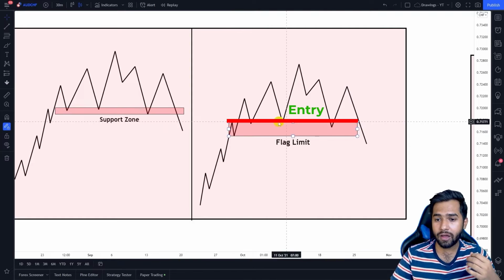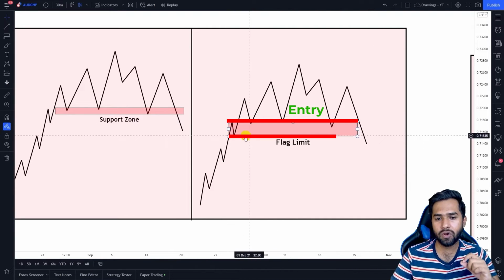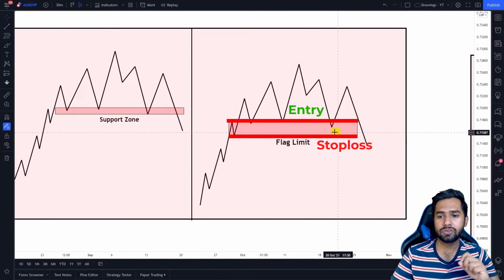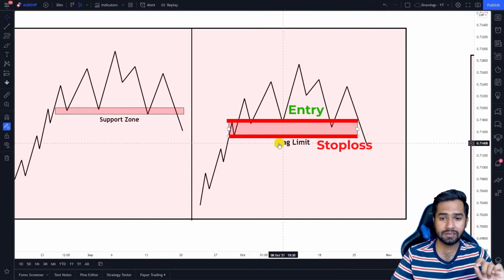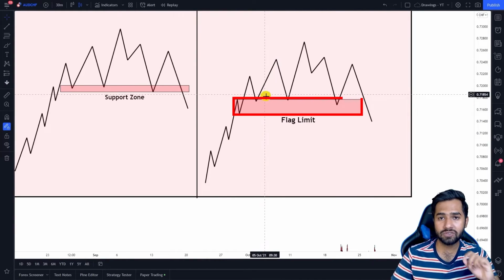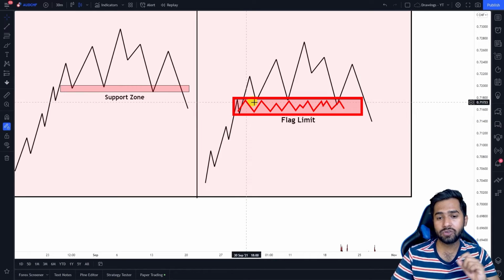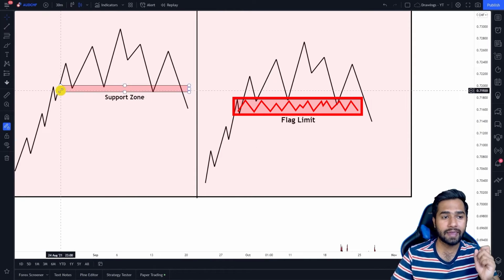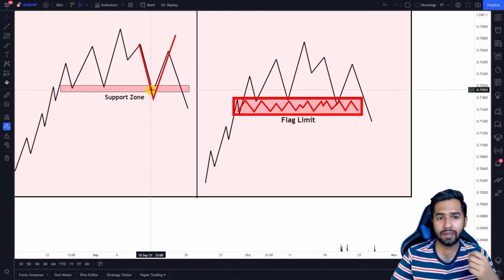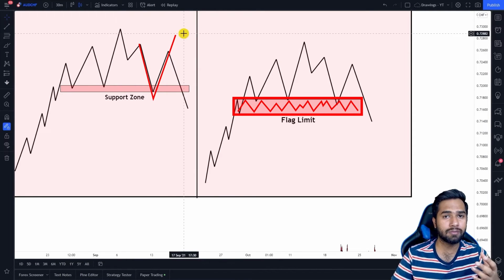So the high of this flag limit zone will act as our entry point, and the low of the flag limit zone will act as the invalidation or stop loss level. Whenever we see the market going below this level, that means the flag limit zone is not valid anymore. And this zone gives much more pips for the market to play with, because sometimes at a support level the market will give a false breakout and then again move in the same trend, or in the same direction.